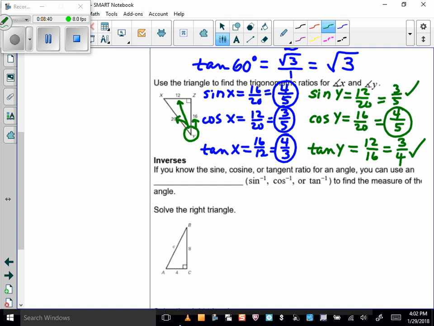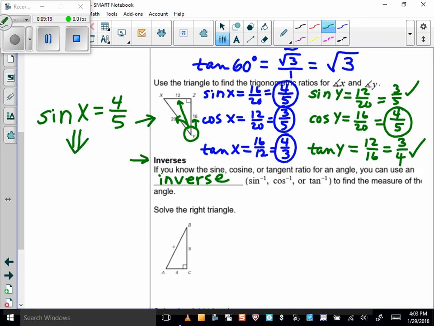Okay, so you may be asking yourself this question now. If I look at this picture here, I know the sine of x is 4/5, right? That's what I just got from this triangle, but I want to know what that actual angle measure is. What does that angle measure if its sine is 4/5? Well, this is where inverses come into play. So if you know the sine, cosine, or tangent ratio for an angle, which is what we've been looking at this whole time, you can use an inverse to find the measure of the angle. So let's just do this one.